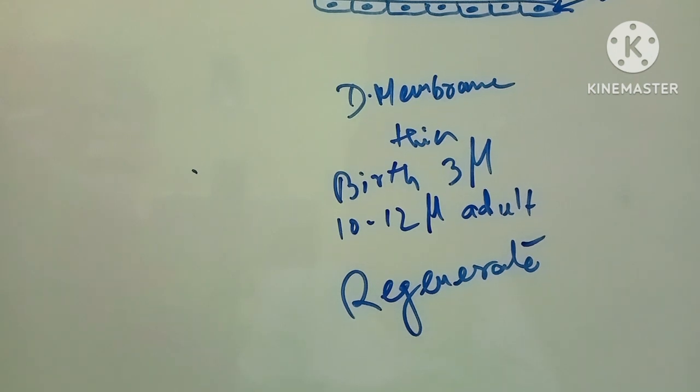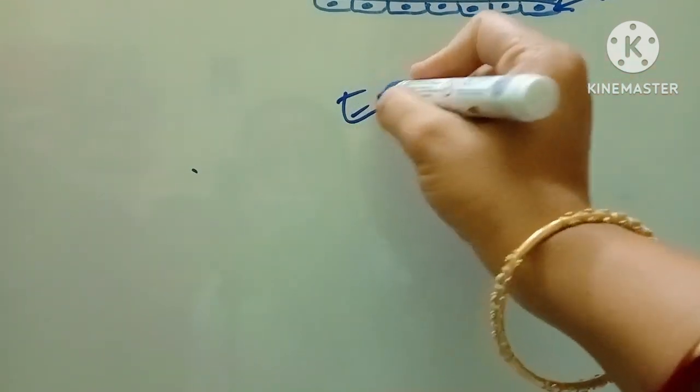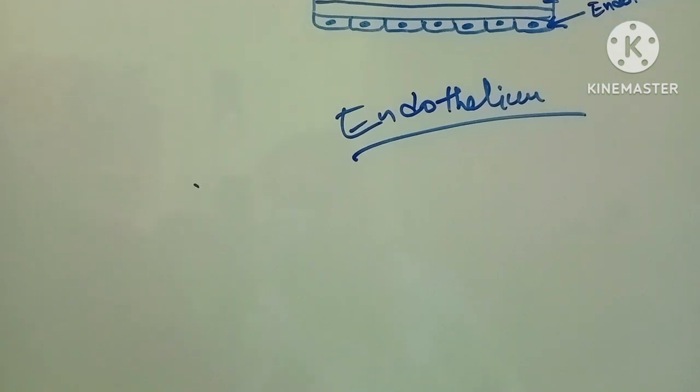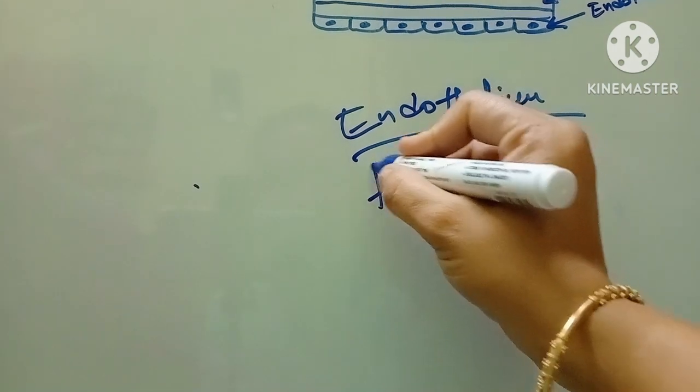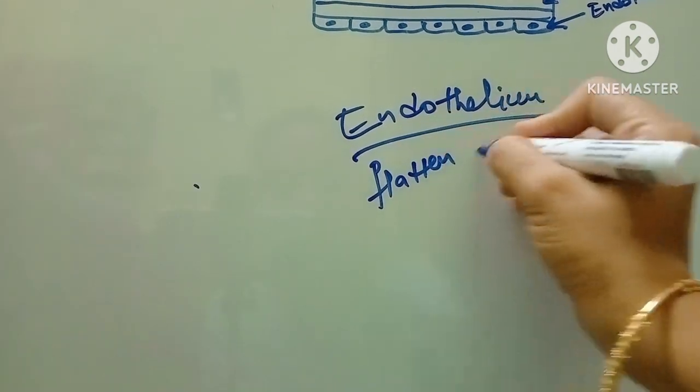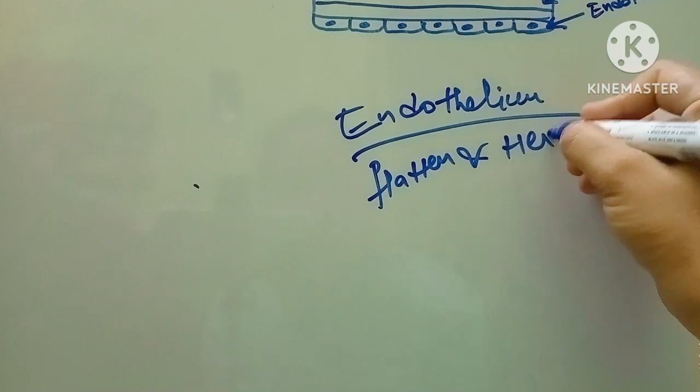The last membrane is the endothelium. This is the last layer. It is a single layer of flattened, hexagonal cells.